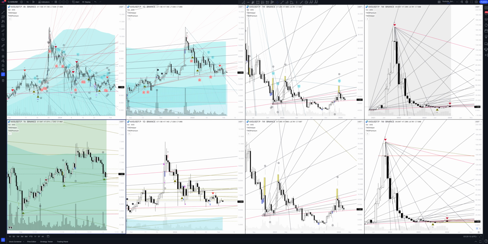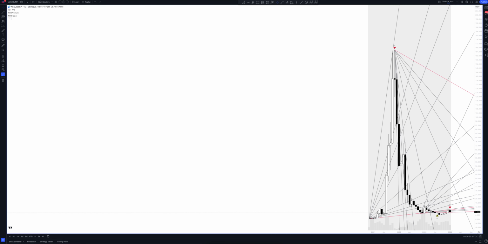Today we will take a look at Axie Infinity cryptocurrency. Let's analyze the market situation and find out how you can make money on it. Let's start. We always start our analysis from the global market.